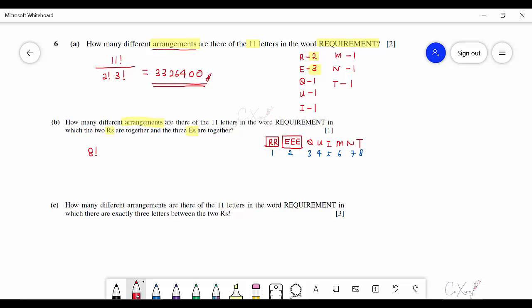No need to divide by any identical terms, because for all the R's, I didn't consider their arrangement. That means we are making them one group, one single item. So we do not need to divide for the repeated arrangement of the R's, and also no need to divide for the repeated arrangement of the E's. The answer is very straightforward, which is only 8 factorial, and we should get 40320.